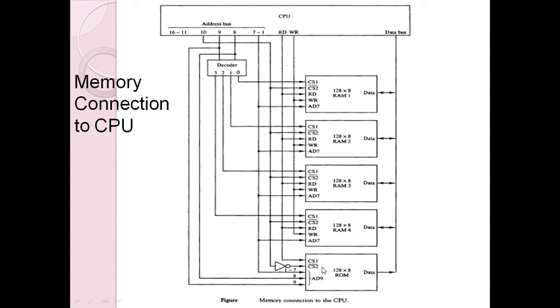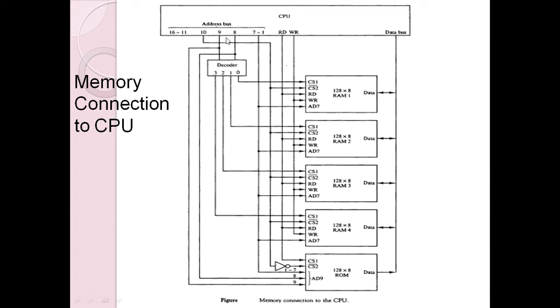And these write and read signals are not going anywhere in the ROM chip. The ROM read operation is done if it is enabled. So it is enabled when CS1 is 1 and CS2 is also 1. From here it will become 0, and then 0 is input to this. So the read signal is used as chip enable for ROM. The write signal is not used.